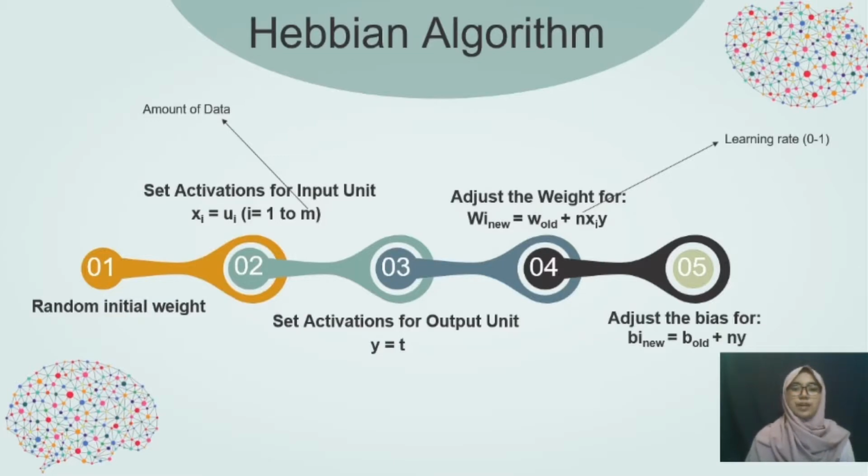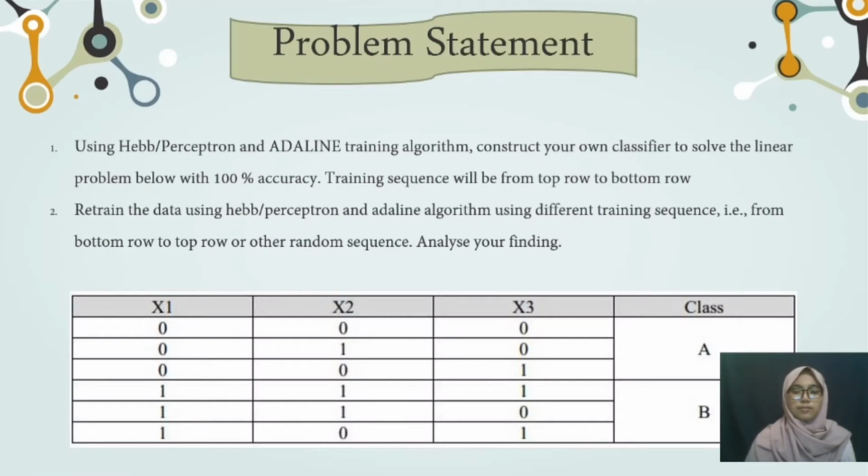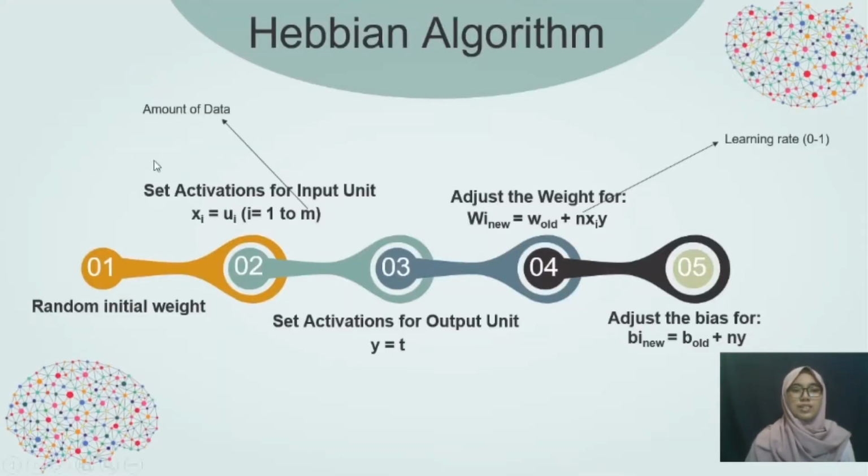This is the Hebbian algorithm. First step, we randomly initialize the weights. We can use random values to initialize the weights and bias. Second step is to set the activation for the input units. We can use this formula: x_i equal to s_i, where i equal to 1 to m, and m is the amount of data. The third step is we set the activation for the output unit.